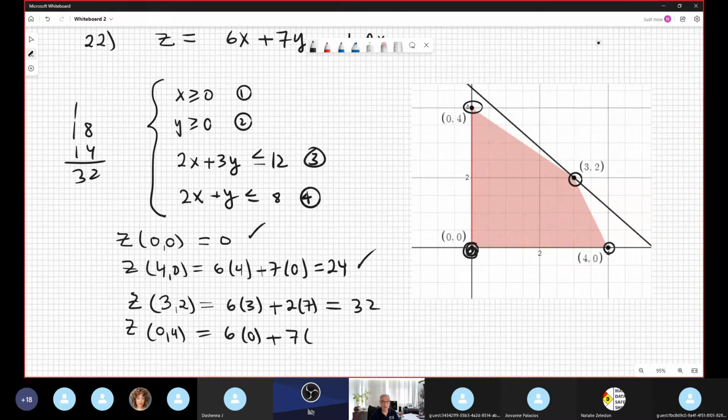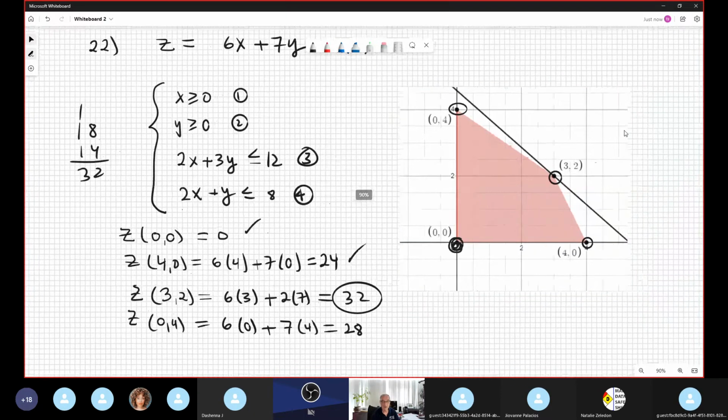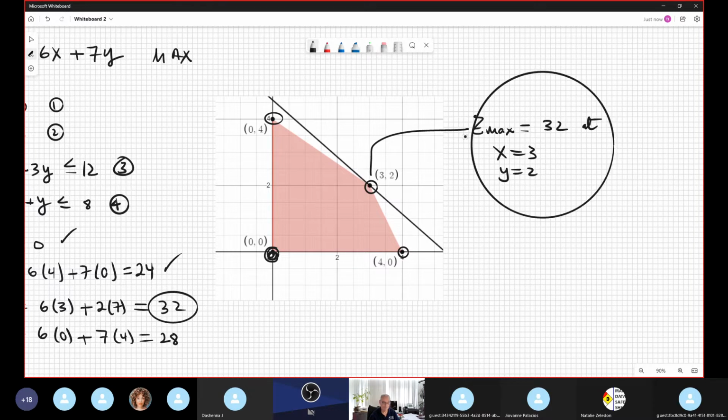times 4 is 20. It's obvious that the maximum is here. So the maximum is here. You can write it like that: the maximum is 32 at x equals 3, y equals 2. This is my final answer.